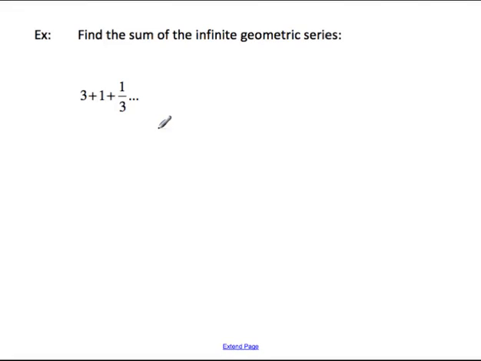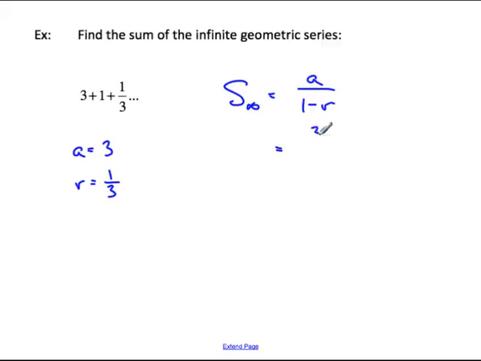Now that we know the formula, let's practice using it. So we could be asked questions like this. Find the sum of this infinite geometric series. And we know right away that the first term is 3, and that the common ratio is a third. And we're asked to find the sum of the infinite geometric series. So we use this formula. The sum to infinity is equal to a over 1 minus r. And then we just plug in.